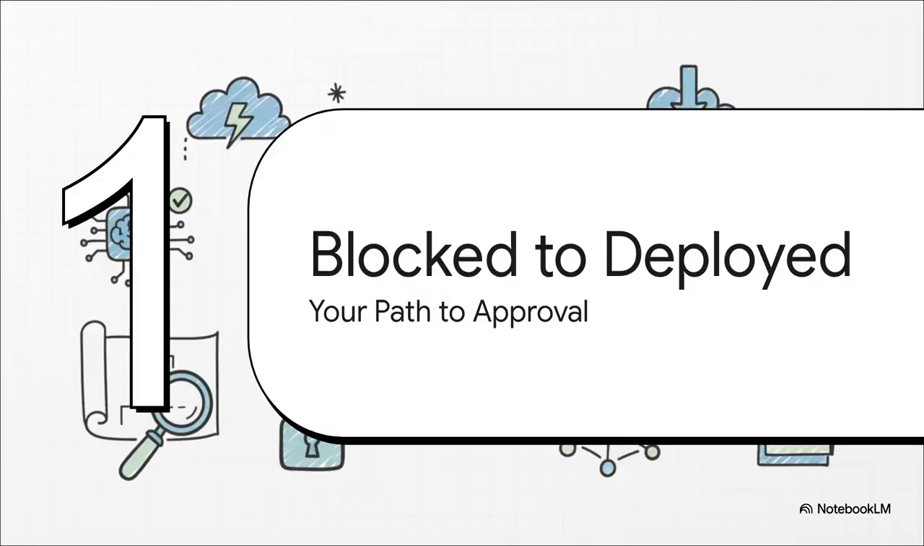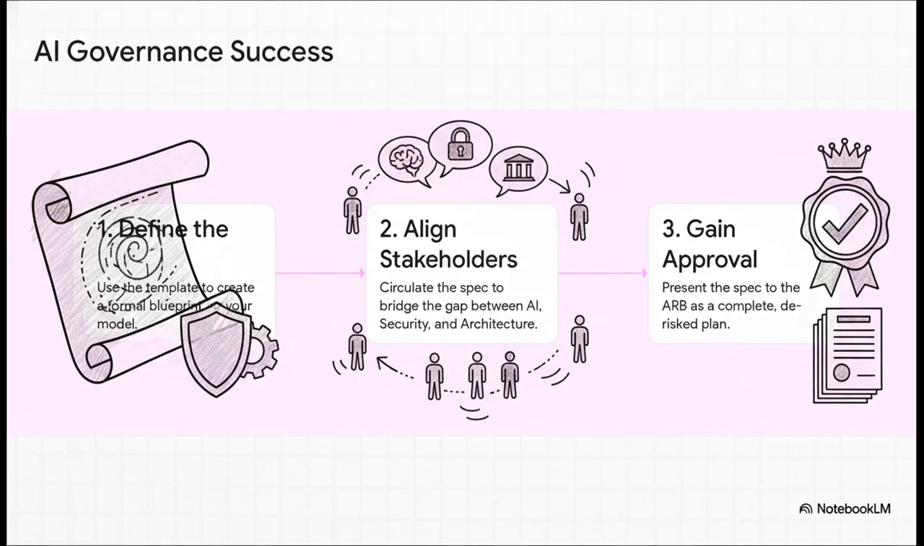Okay, let's bring this all home. We've defined performance, we've secured the system, and we've set up clear governance rules. The whole point is to go from being blocked to being confidently deployed, and the LLM spec gives you that clear path to AI approval. It really just boils down to these 3 simple, actionable steps. First, you define the spec using the template. Second, you use that document to get all your stakeholders on the same page. AI, security, architecture, everyone speaking the same language. And third, you present that spec to the ARB as a complete de-risked plan.